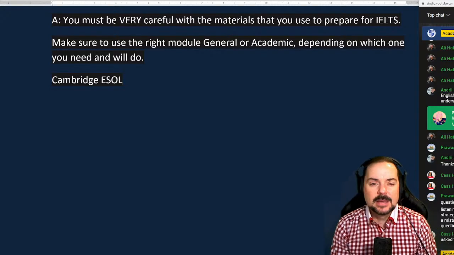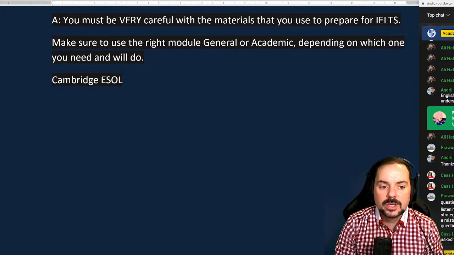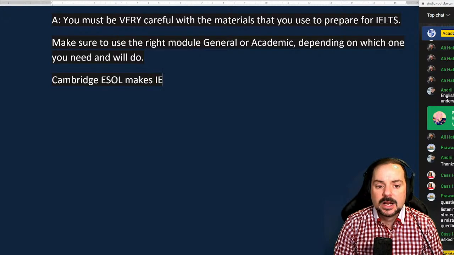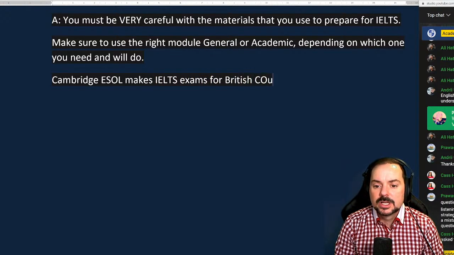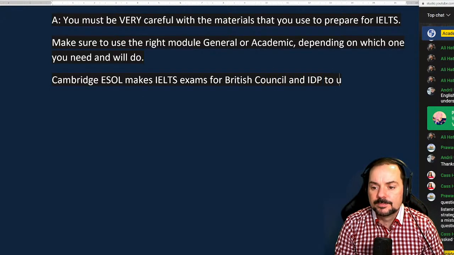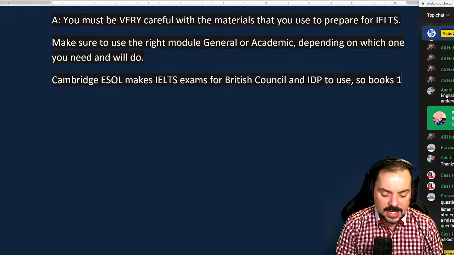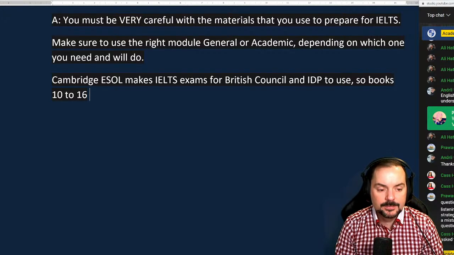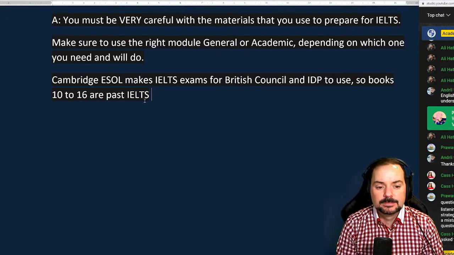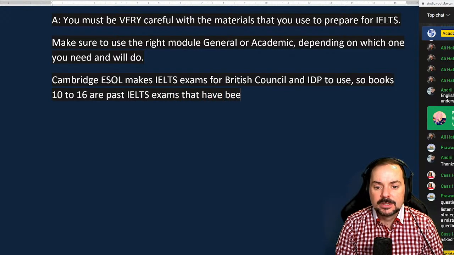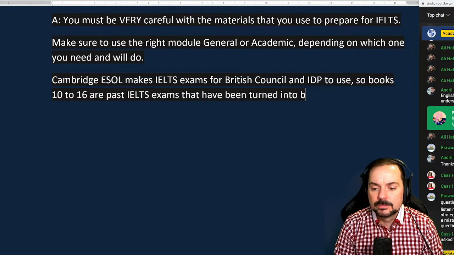ESOL means like the Examination Board of England. So Cambridge ESOL makes IELTS exams for British Council and IDP to use. So books basically 10 to 16 are past IELTS exams that have been turned into books.